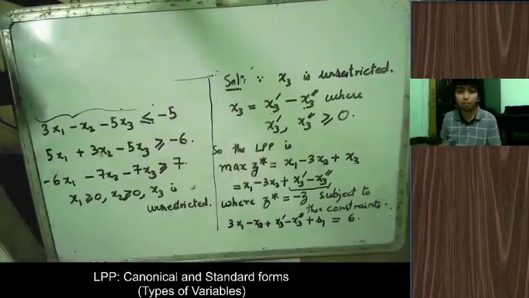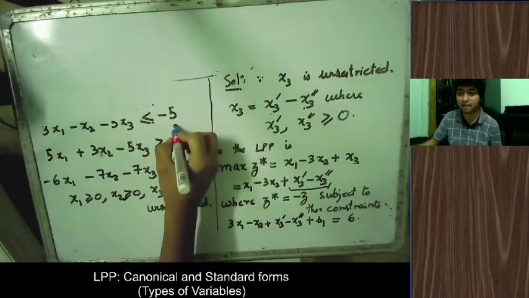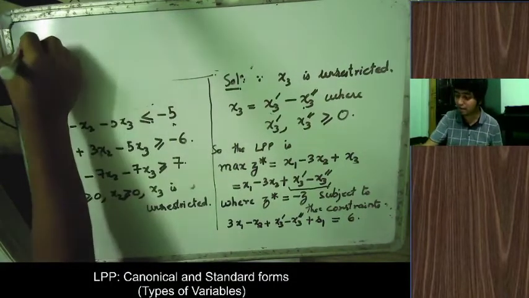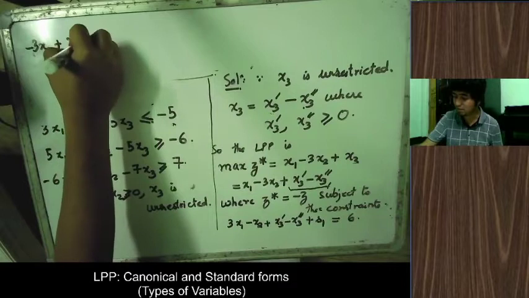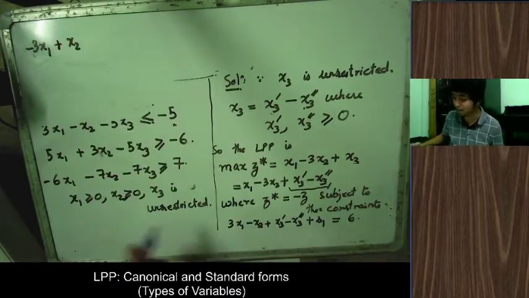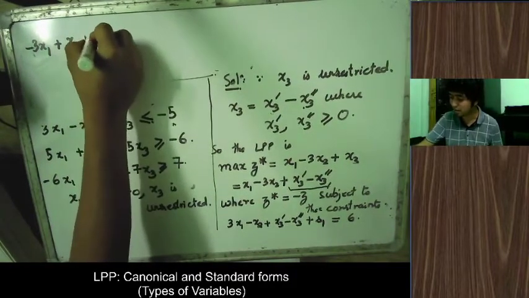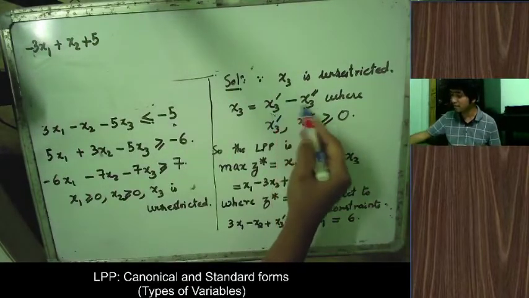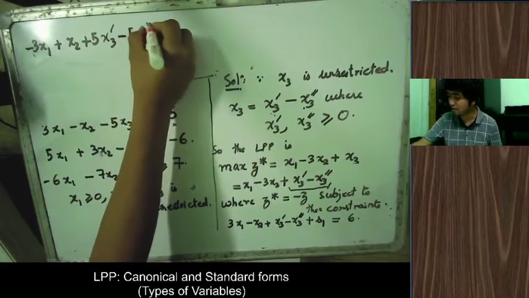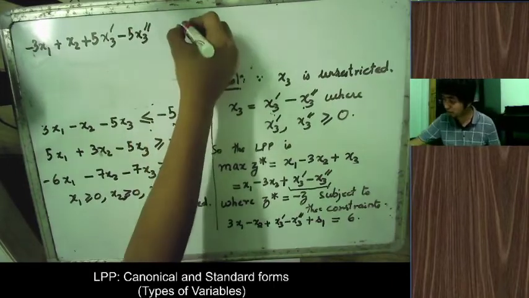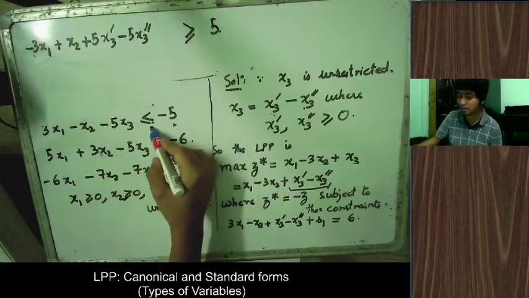Now we will convert this one into an equality as well. But first we must get rid of this negative sign. If you get rid of this negative sign, you will have minus 3x1. You can multiply both sides by minus, plus x2. I'm just showing the steps, then I will write the answer directly over here. Plus x2, this one is 5. Minus will be converted into plus 5. But then x3 is x3 dash minus x3 double dash, minus 5x3 double dash. We have multiplied it with minus, so the greater than or equal to 5 inequality also changes.